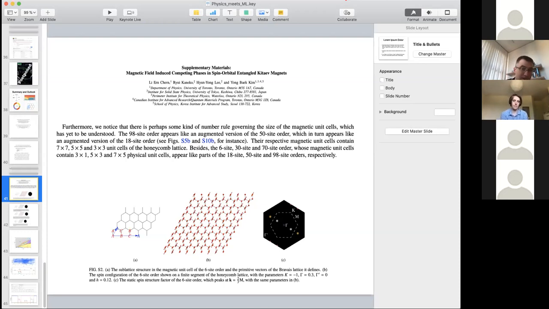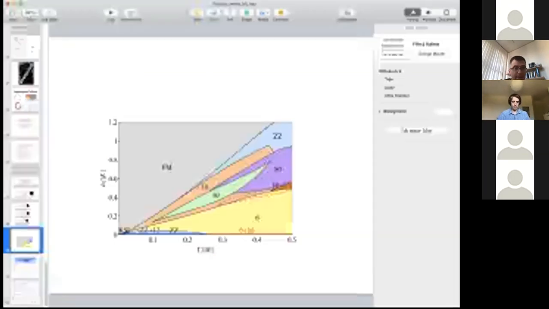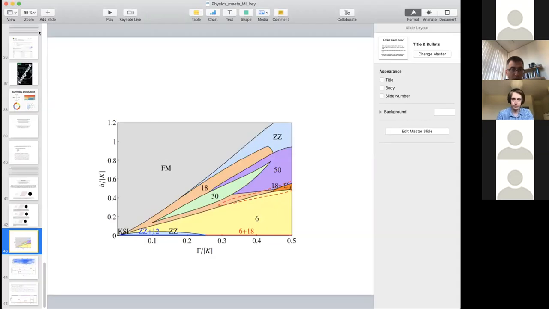And no, this is ground state. We are still at a finite, very small but finite temperature. So if 6 and 18 are truly degenerate, that may also influence what you see at finite temperature. So this I cannot really answer at the moment. But as you see from here, it's a mess. It's very complicated. I mean, 50 sublattices is more. It's very complicated. Yes. Are there more questions?